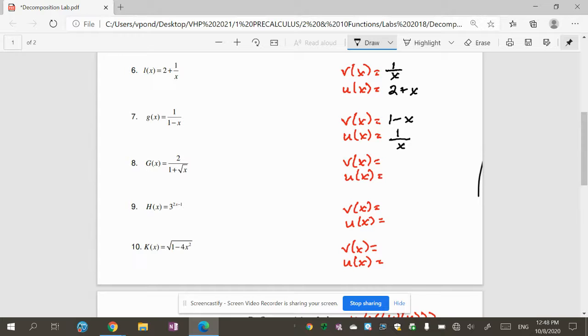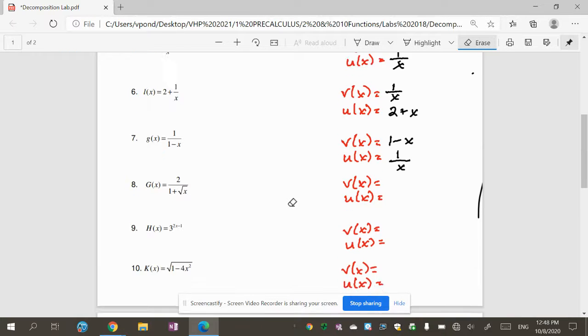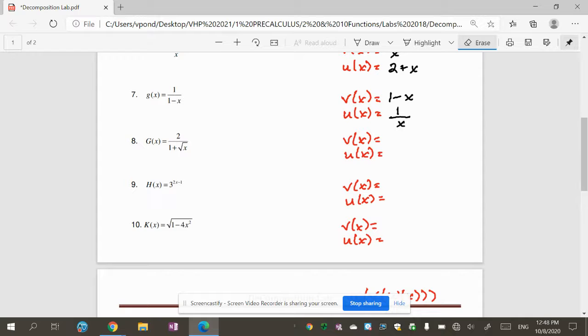Okay. Now, this one right here, there's a couple ways to do some of these, and I want you to see this one right here. The first thing you could do is say, I want my inside function to be radical x. If that's the case, my outside function could be 2 over 1 plus x, and that would work, and I would get that function. I've also had students say, well, you know what? I want my inside function to be 1 plus radical x. If I put it in another function, I could put it in 2 over x, and I'd end up the same way. So sometimes there's more than one way to do this.